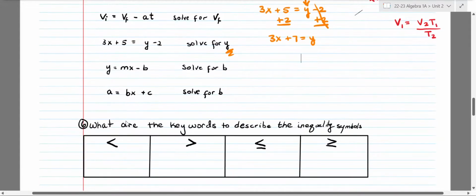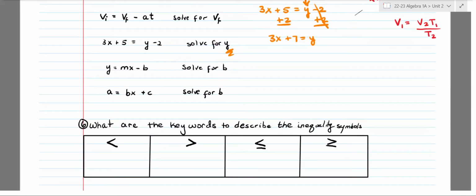Oh, there's 2 more. All right, y equals mx plus b, and we're solving for b. I read it wrong, didn't I? y equals mx minus b. And we're solving for b. All right, so that means that the b is going to stay and the mx has to go, so we got to do minus mx, minus mx. All right. So we have negative b over here.